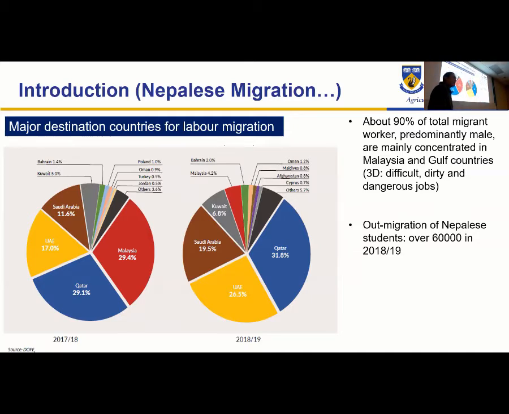Apart from that, Nepalese youth are also migrating for study purposes. Over 60,000 students migrated to different countries in 2018-19, and Australia is the most preferred destination for Nepalese students. So going overseas for employment is one of the ways that people migrate, and going for study is increasingly becoming another conduit of migration of Nepalese youth from Nepal.